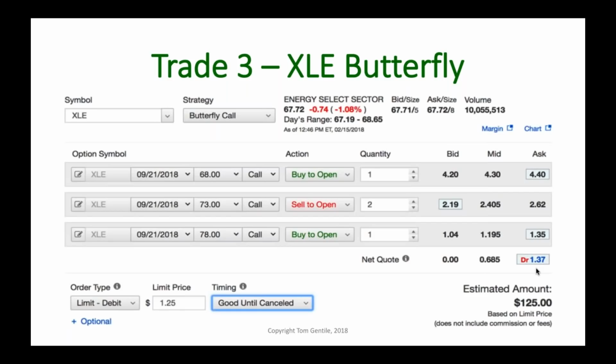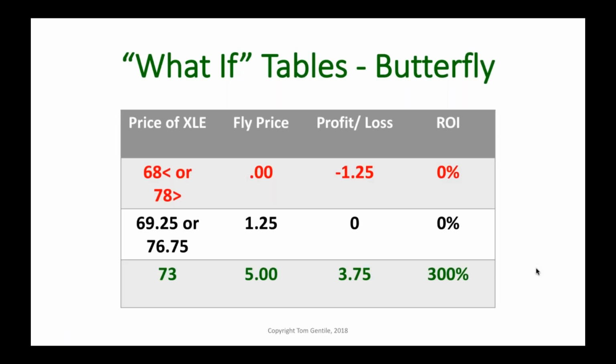Now this one, let's look at the risk graph on it. Well, let's look at the what if tables. So the what if tables look like this: the 68 and the 78. Now you have 2 areas where you could lose. If you're below 68 or you're above 78 by expiration, you could lose your $1.25. But keep in mind, you're not losing $5. You're not losing $2.50. You're losing the butterfly price, the $1.25. So it's a much smaller loss.